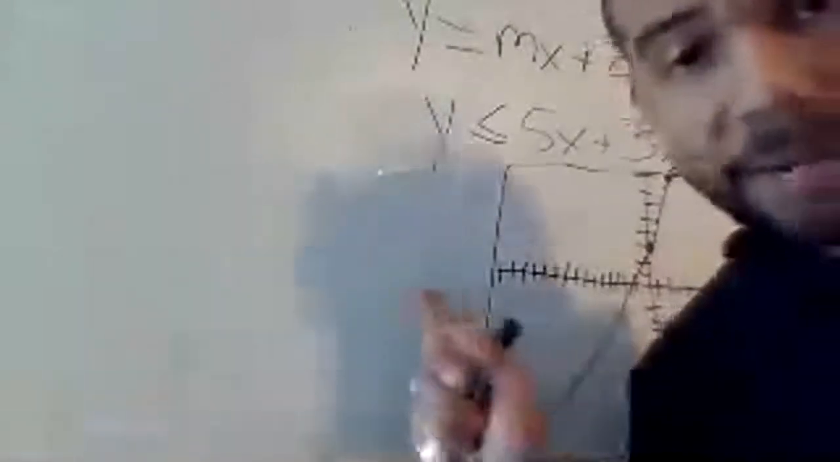If you just want to memorize it for the test, then if it's greater than or less than, the line is dotted. If it's an inequality with that equal sign, it's going to be solid.